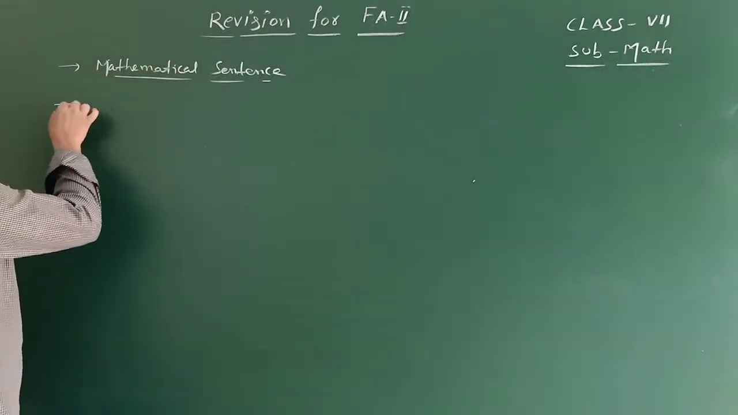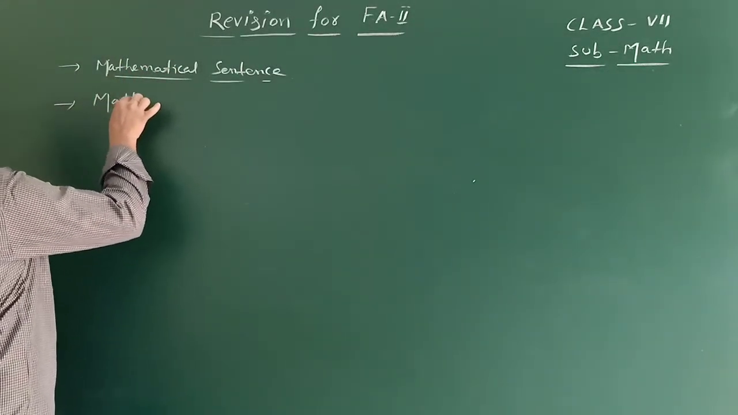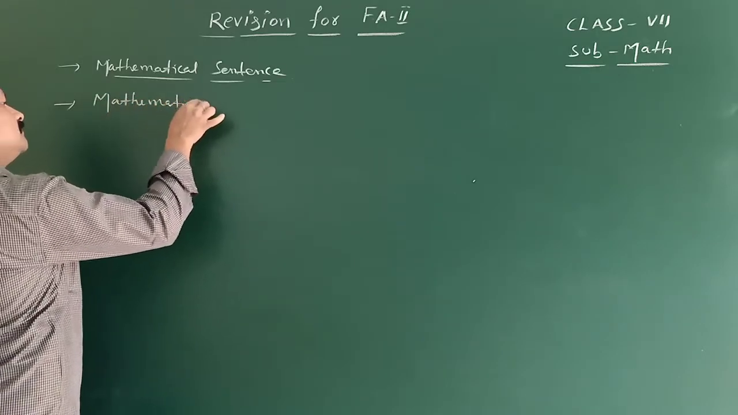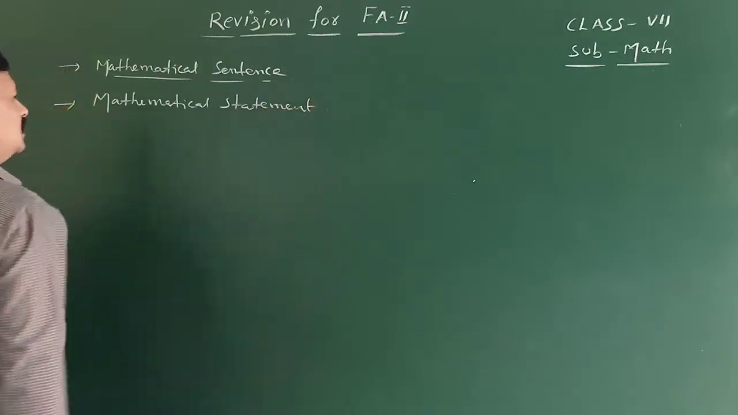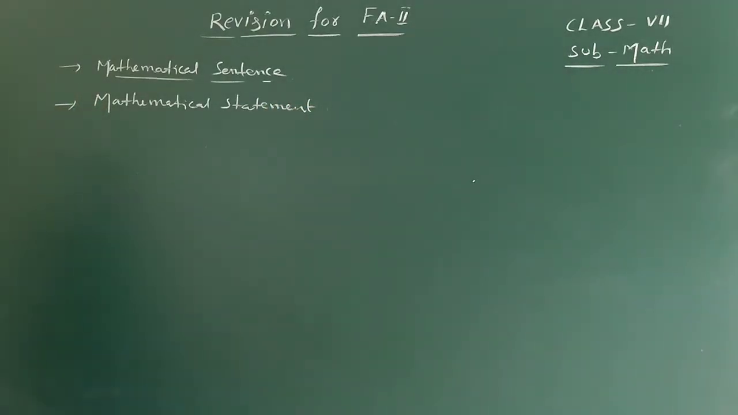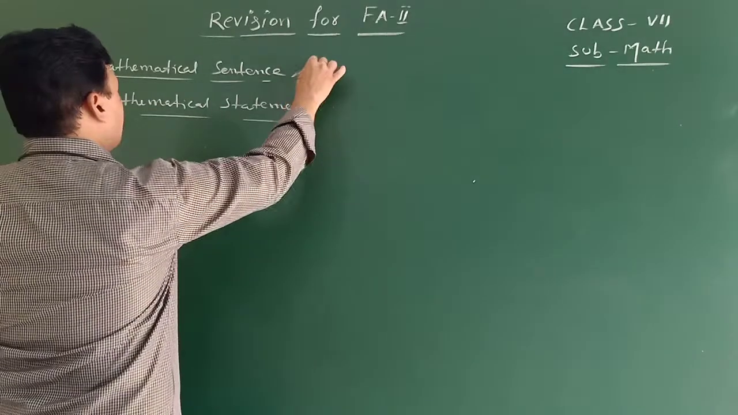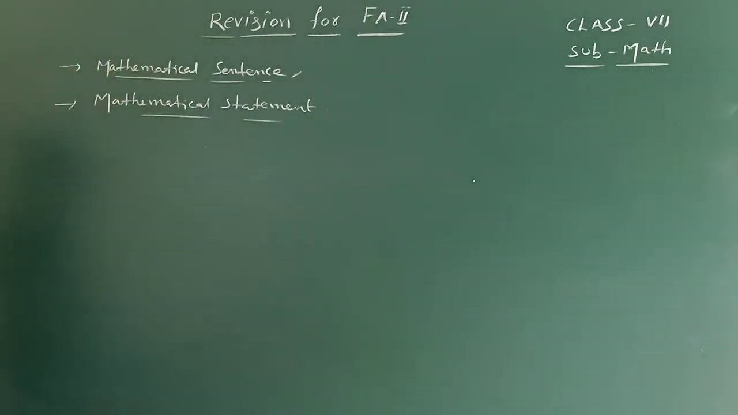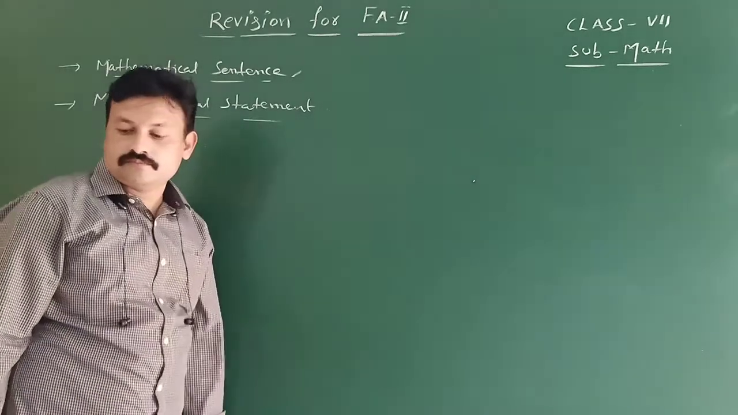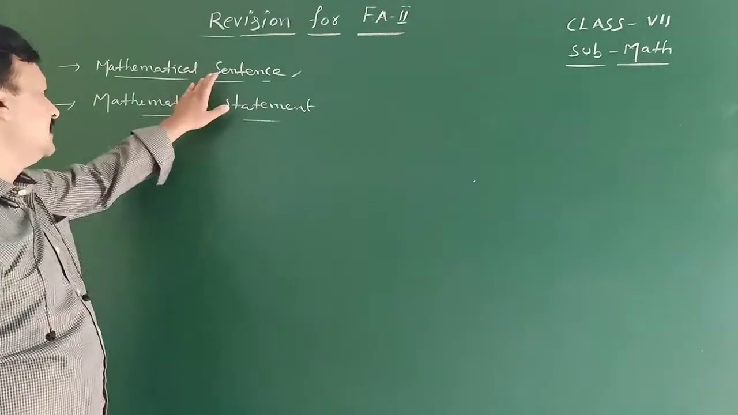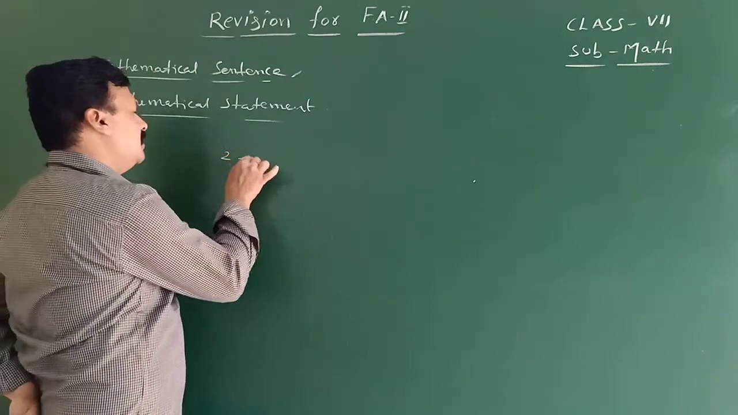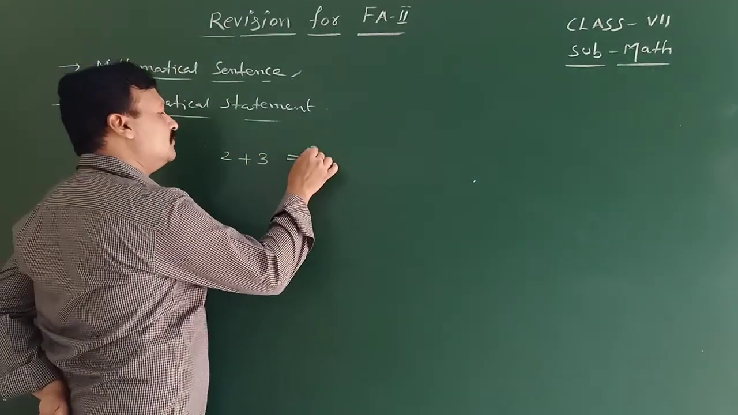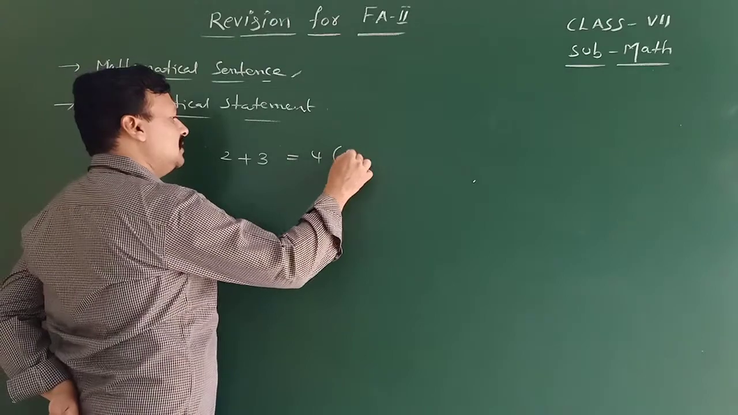Next, mathematical statement. What is meant by mathematical statement? The given mathematical sentence which can be judged either true or false is called a mathematical statement. It is either true or false, but not both. For example, in the previous example, 2 plus 3 equal to 4 I gave. This is actually a false one.